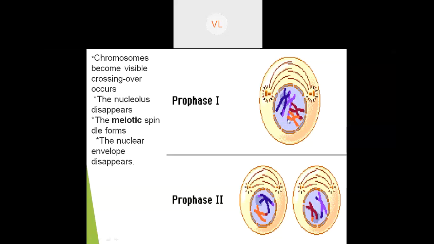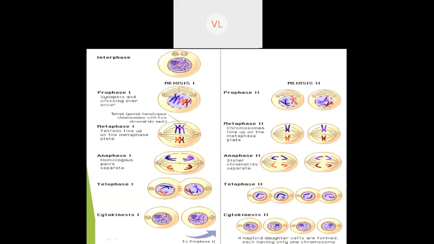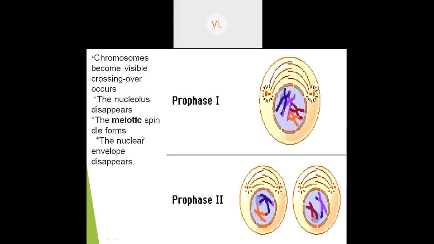In the next point, the meiotic spindle forms. Meiotic spindle means what? These lines, this semicircle, are known as spindle, or spindle fibers. In the interphase you can see the spindle fibers were not there, that line, that semicircle. But in this prophase, you will get the spindle fibers.